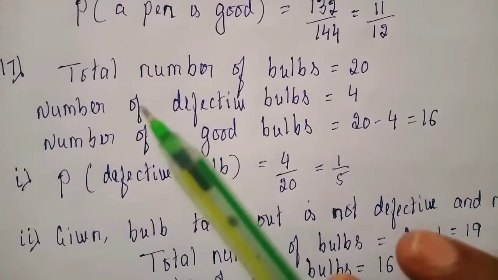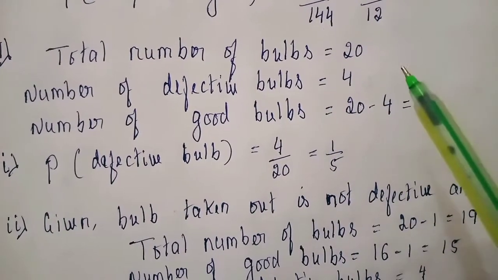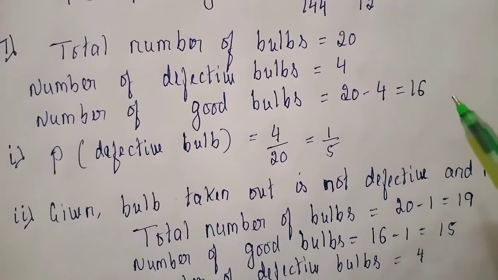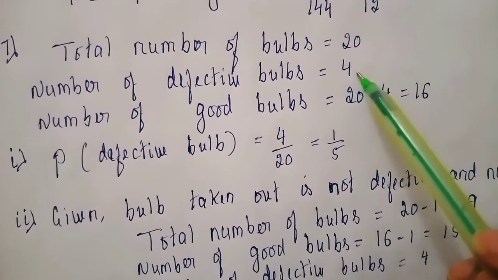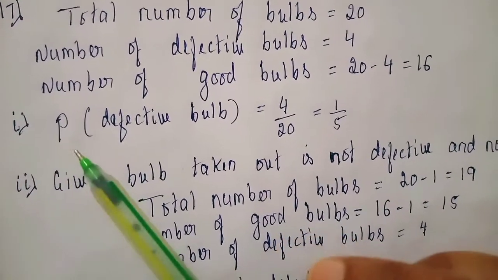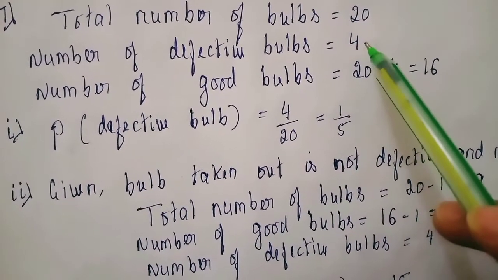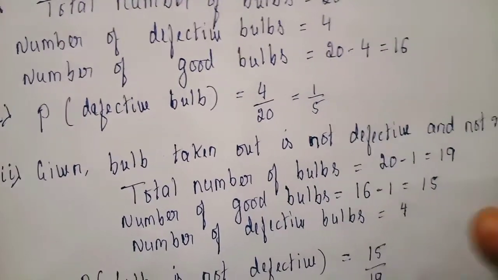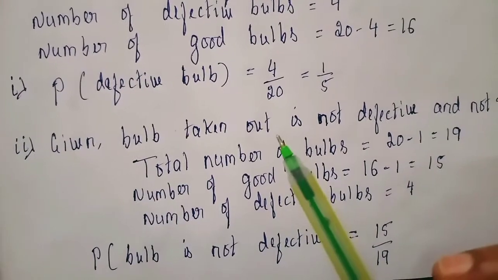So given the total number of bulbs is 20, number of defective bulbs is 4. So the number of good bulbs is 20 minus 4, that is 16. So total bulbs is 20, defective bulbs 4, good bulbs 16. So in the first question they are asking the probability of a defective bulb. How many defective bulbs do you have? 4 by total bulbs 20. 1 by 5.